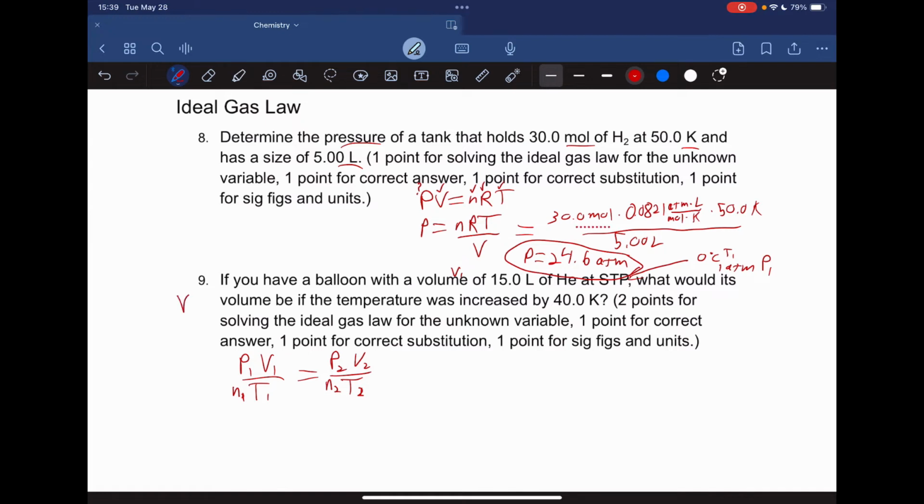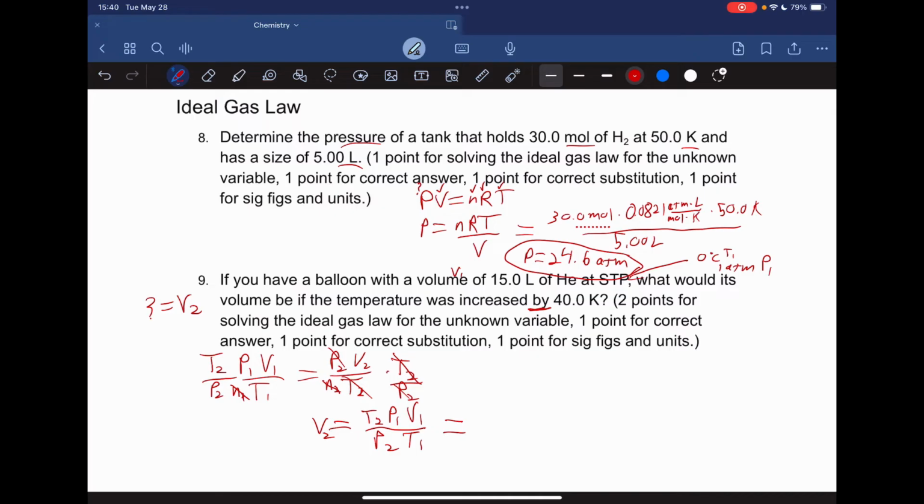We could start with this full equation, and we're noticing that we have a balloon with an initial volume, so this is our V1, and at STP, that's a key word right there. That means 0 degrees Celsius and 1 atmosphere of pressure. So we're given a temperature, a T1, and a P1. What would its volume be? So we're looking for V2. V2 is the question mark.